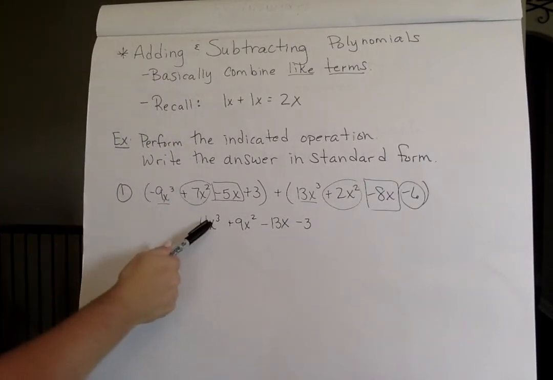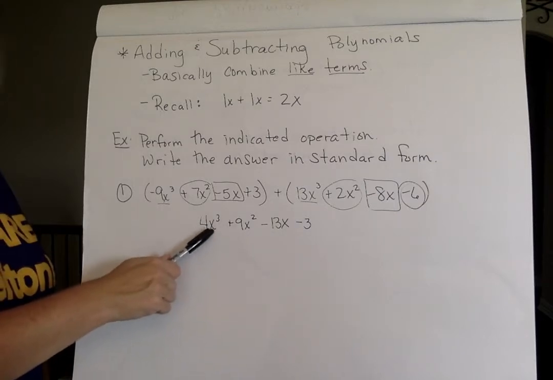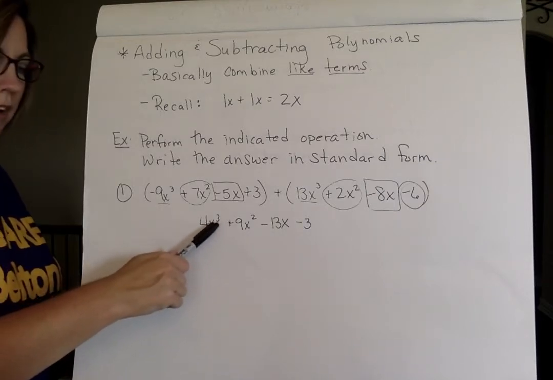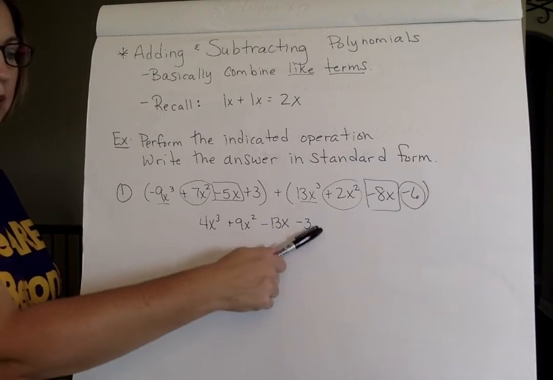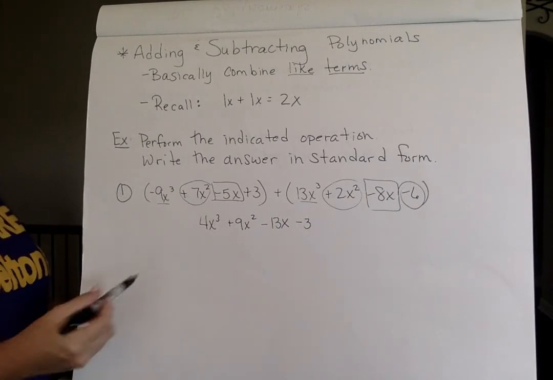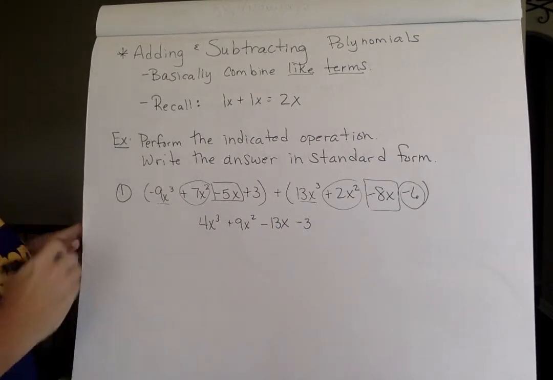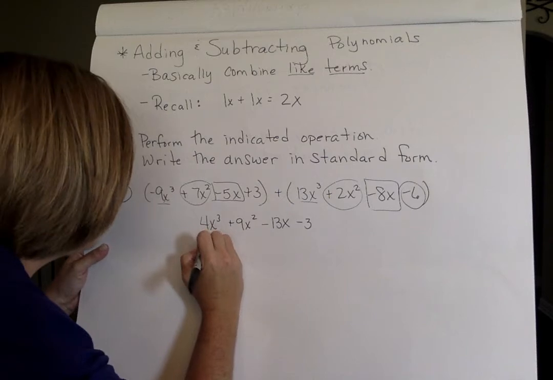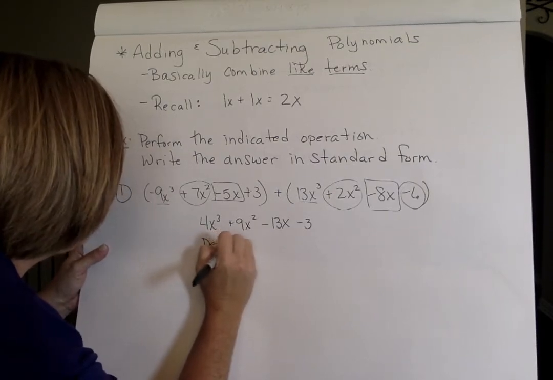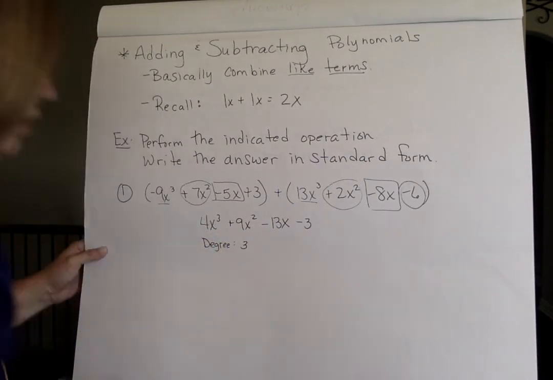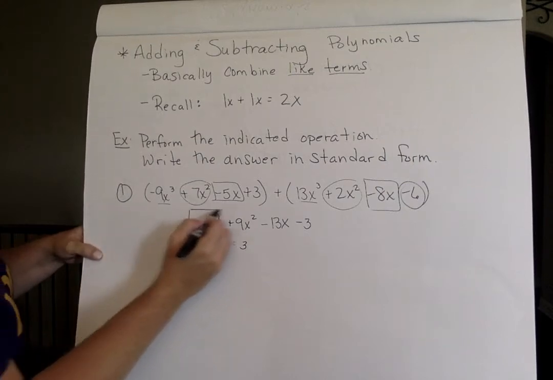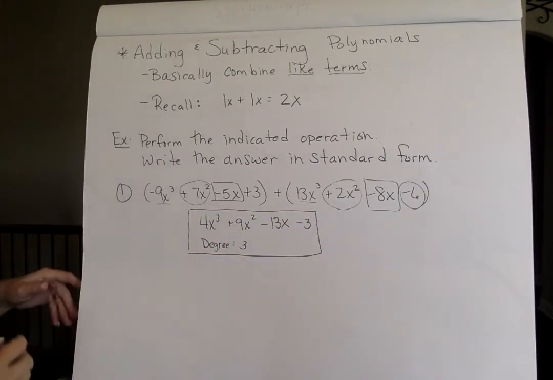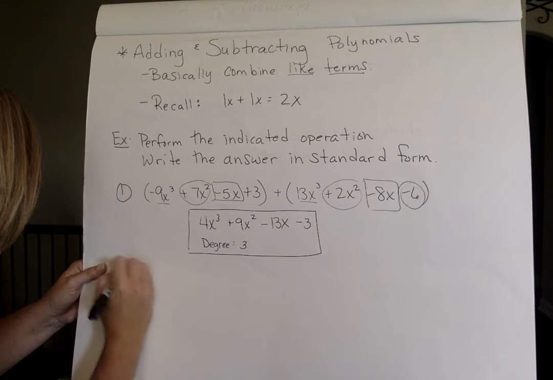Now, I'm going to just double check to make sure that I've got my polynomial written in standard form. 3, 2, 1, and no variable at all, so an exponent of 0. It is in standard form, so we're good to go. And then the other thing that we might want to say here is that the degree of this polynomial is 3. That's the highest power of x. Okay. Let's look at another one.